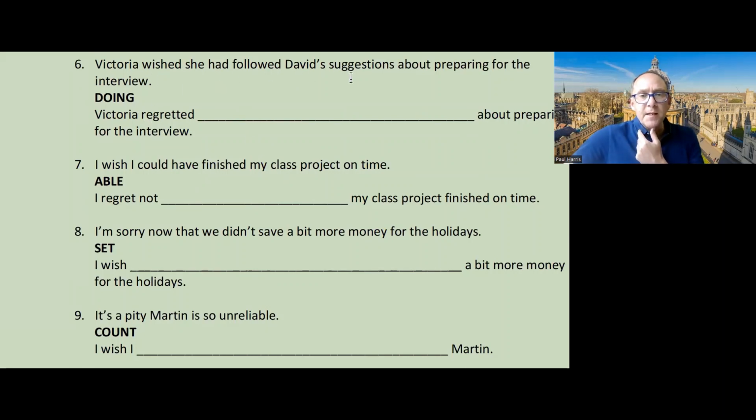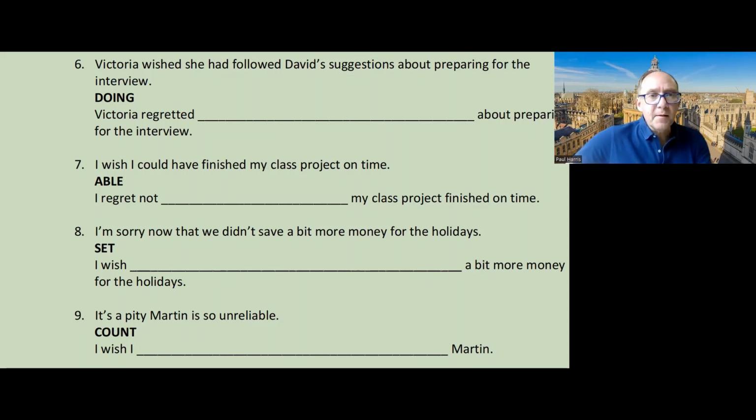Victoria wished she had followed David's suggestions about preparing for the interview. Okay, again, we've got wish past perfect. We know that's going to give us regret plus gerund. We also know now that wish past perfect in the positive will give us regret plus negative gerund. What things do we need to replace? Preparing for the interview, we've got here, so we don't need to talk about that part. It's definitely going to be something along the lines of following the suggestions from David. This is the part that we're going to have to talk about.